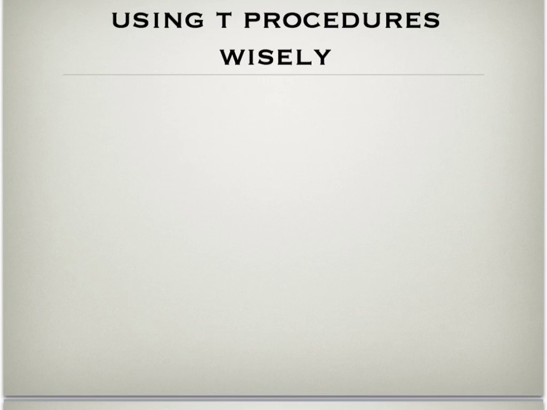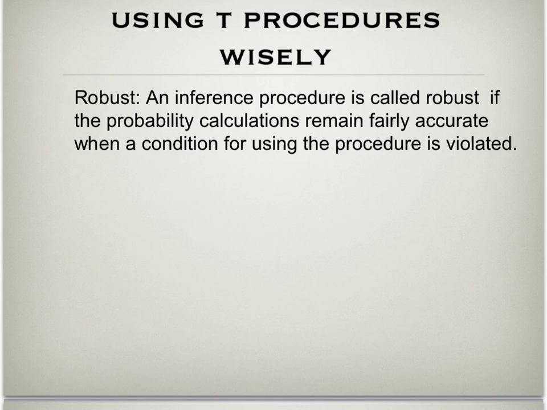Using t-procedures wisely. The stated confidence level of one sample t-interval for the population mean is exactly correct when the population distribution is exactly normal. But no population of real data is exactly normal. The usefulness of a t-procedure in practice, therefore, depends on how strongly they are affected by the lack of normality. Procedures that are not strongly affected when a condition for using them is violated are called robust. Again, robust is an inference procedure that the probability calculations remain fairly accurate when a condition for using the procedures is violated. This is important, write this down.